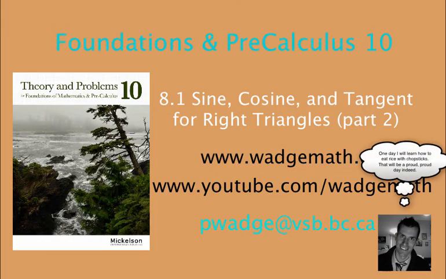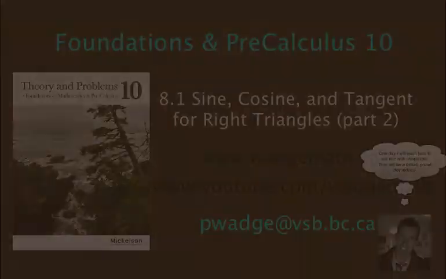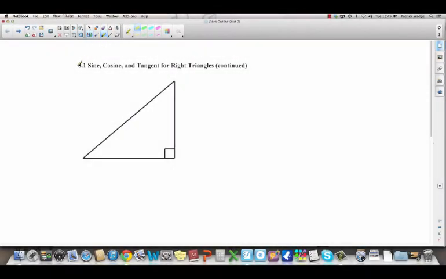Okay, we're going to finish section 8.1 today on sine, cosine, and tangent. And as always, it's for right triangles. That's always the case that sine, cosine, and tangent, you must have a right triangle. And we do have a right triangle. This big triangle here is a right triangle.